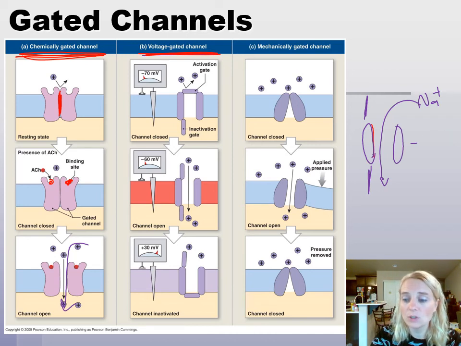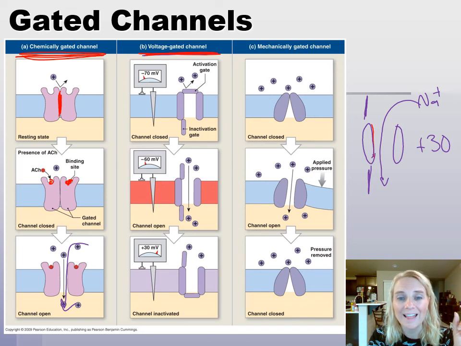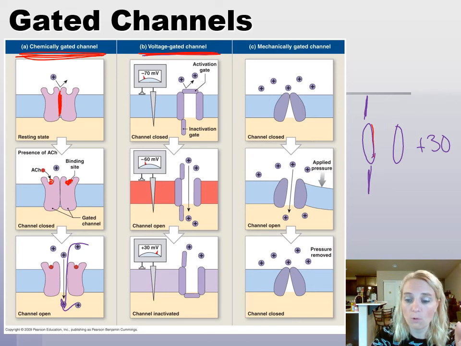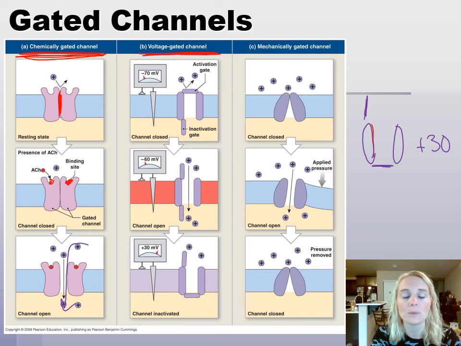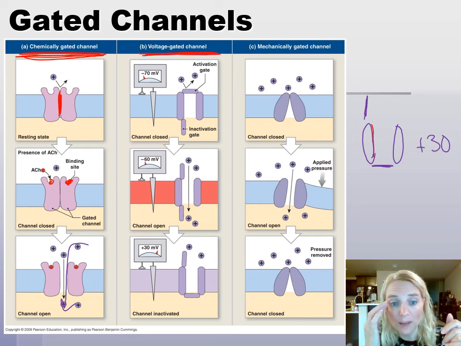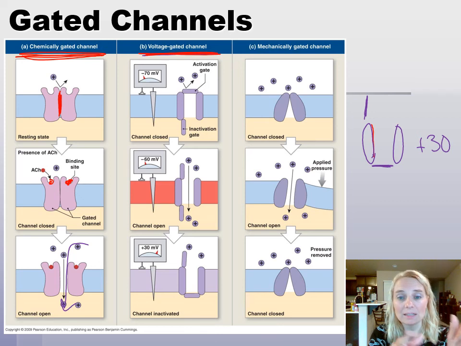And when we get to +30 millivolts on the positive side, that's the magic key for the inactivation gate to close. Okay? So at +30, the gate closes. And so that's how we can open and close a voltage gated channel, is these little doors will open and close based on the charge environment around it.